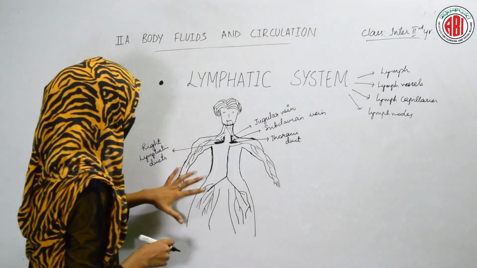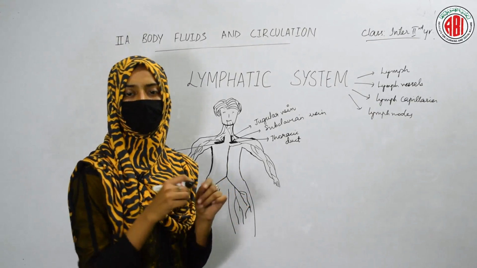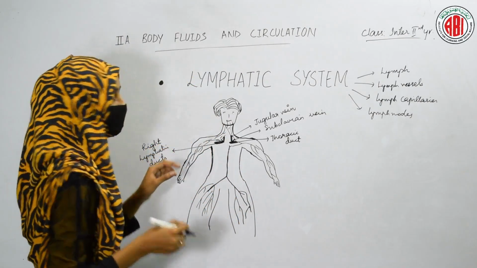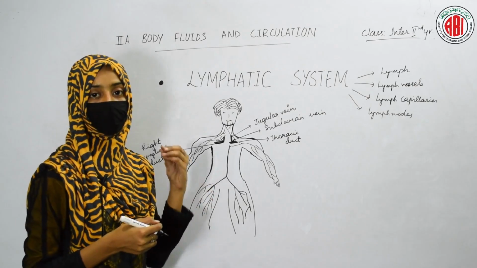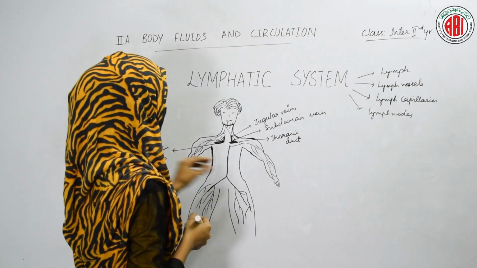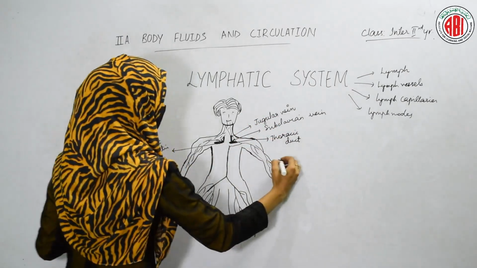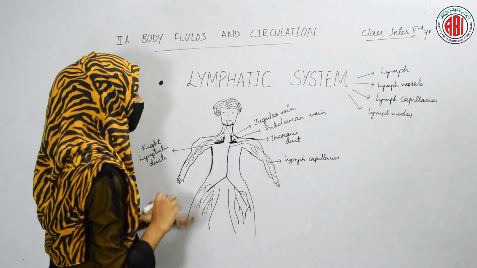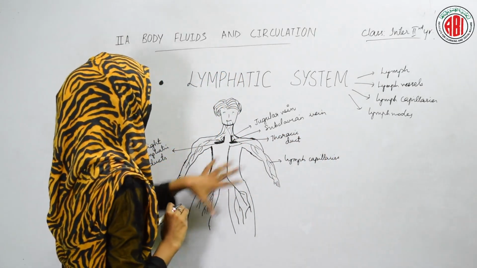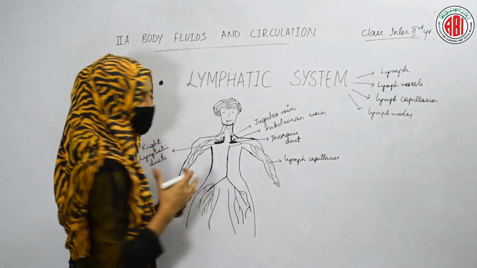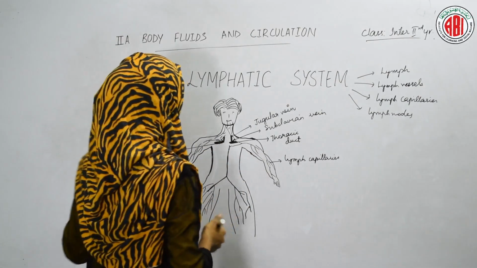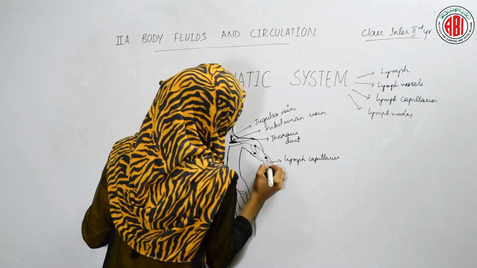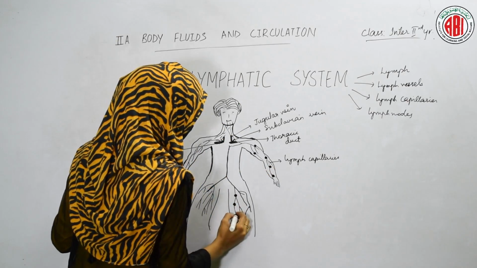You can see that the veins and thin blood vessels called capillaries are present all over the body, and the thin capillaries in which the lymph is present are called lymph capillaries. Lymph capillaries are present in all the organs of our body so that the lymph can be circulated throughout the body. The blood can be screened by these lymph capillaries and lymph nodes. So we can draw these nodes here in between the lymph capillaries.